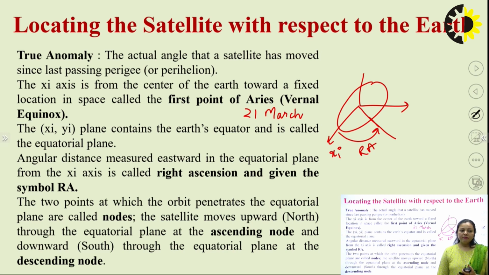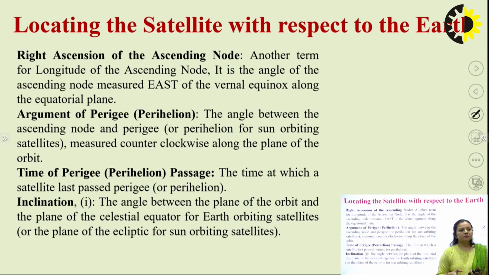The point at which the orbit penetrates the equatorial plane we call a node, and when the satellite moves upward through the equatorial plane, we call it the ascending node, and if it moves downwards, that is towards the south pole, we call it a descending node. Another term for the right ascension of ascending node is the longitude of ascending node. It is the angle of the ascending node, again measured eastward of the vernal equinox along the equatorial plane.